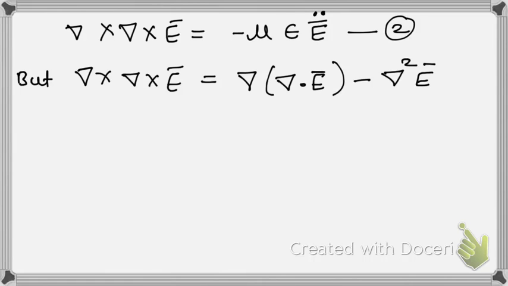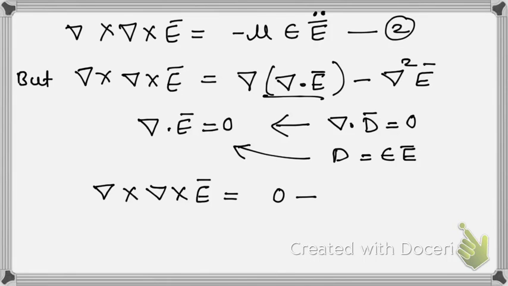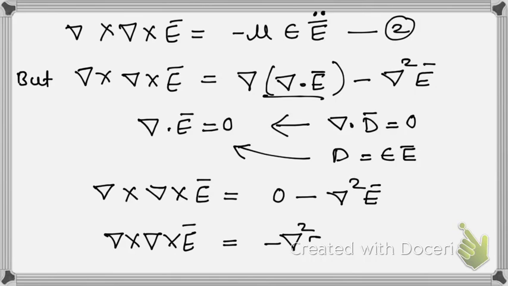And what we know, del dot E bar is equal to 0. Why? Because del dot D bar is equal to 0, and since D bar is equal to epsilon naught E bar, it will be del dot E bar is equal to 0. So finally del cross E bar is equal to, this quantity is 0, so I will put 0, minus del square E. So del cross E bar is equal to minus del square E bar. So this is equation number 3.